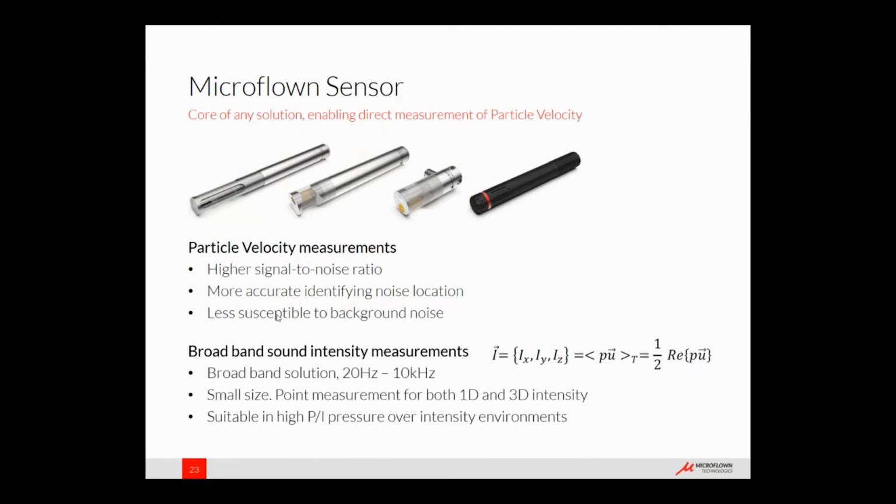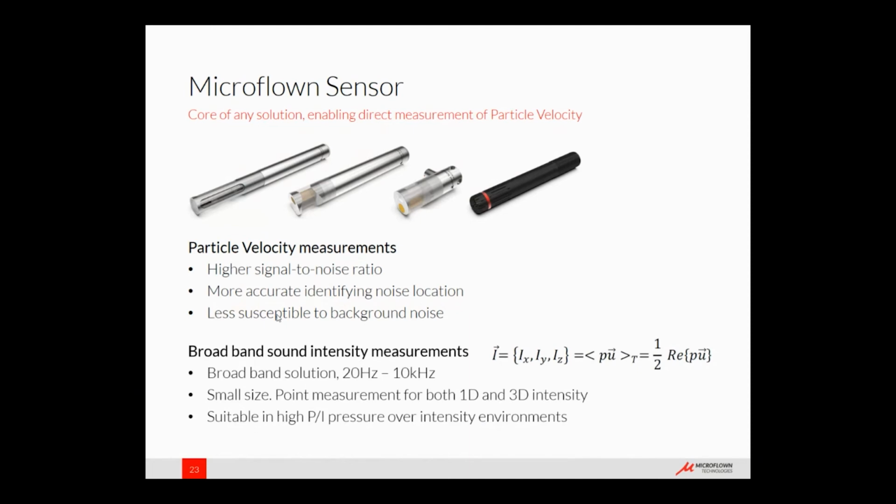And because of that, we have no limitations in frequency. So we can measure broadband from 20 hertz to 10 kilohertz. We can make a non-distributed small sensor that is actually doing a point measurement, which can be done for both one-dimensional as well as 3D intensity.